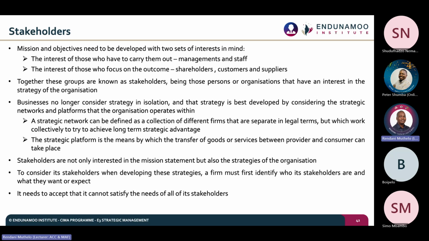The people that have to execute the strategy, we're talking about management and staff. The people that will be affected by the outcome of the strategy, we are talking about the shareholders, the customers, and the suppliers. So these are some of the things that we are mindful of. We are trying to manage the stakeholders. We want to understand them. We want to be able to know that they are happy with the outcome of our strategy. They're even happy with our strategies.